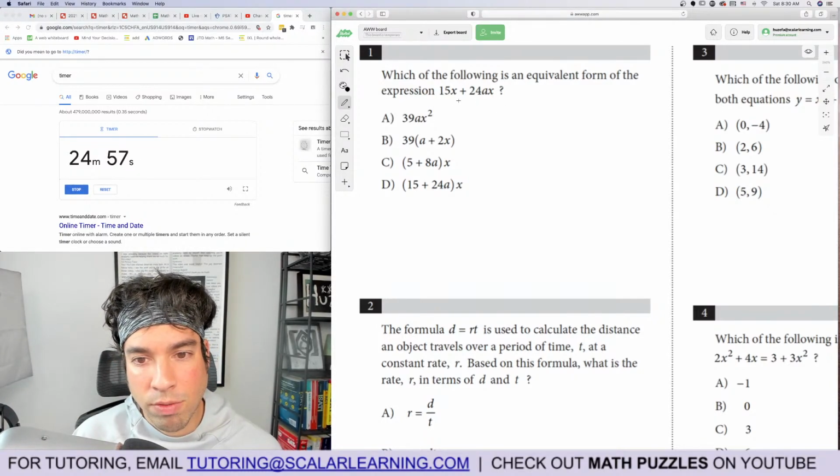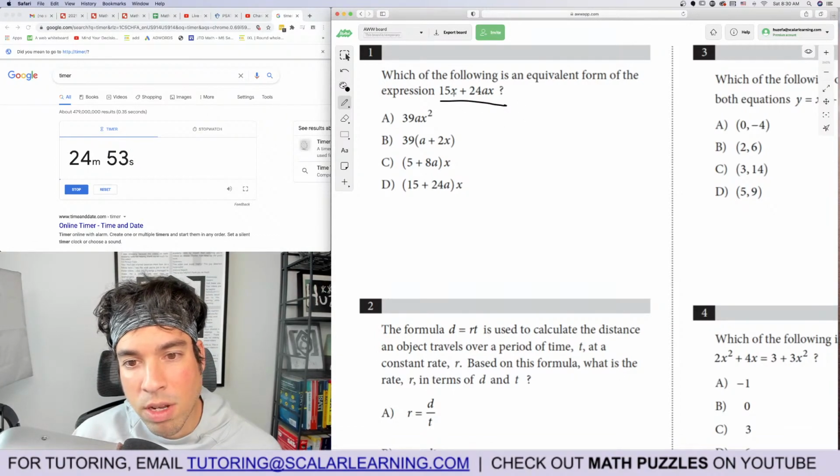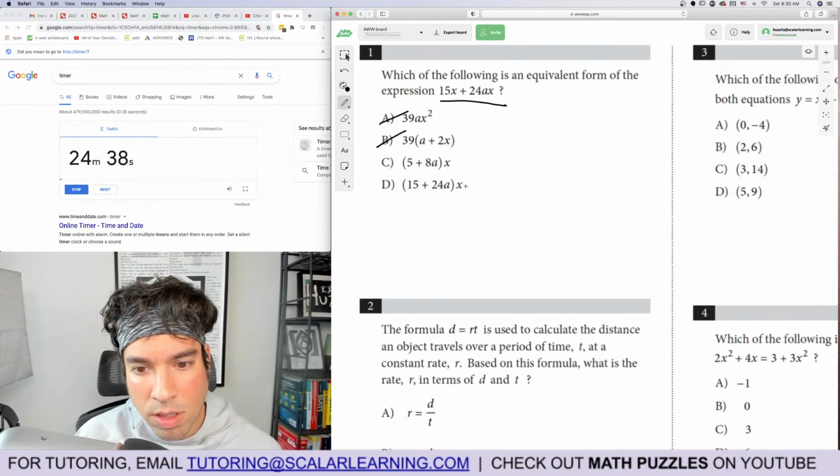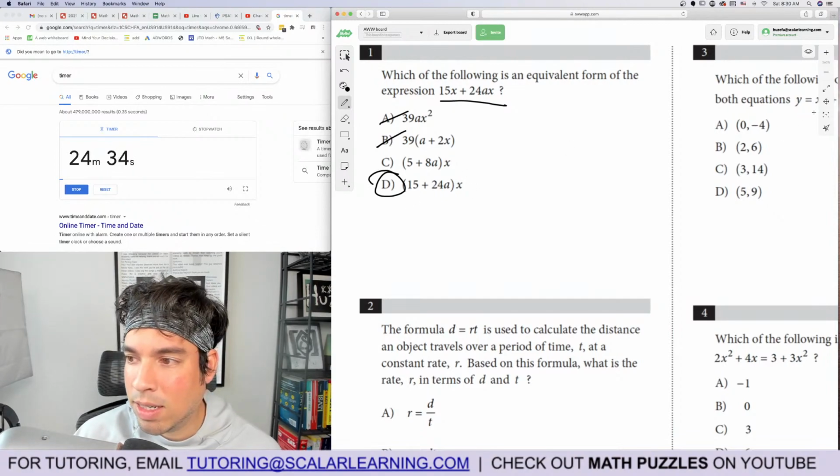Which of the following is an equivalent form of this expression? All right, so what we can do is factor out an x and a 3. So I'm going to factor out 3x. Oh, that is not what they did. Hold on. Wait a minute. We definitely can't do that. Can't factor out a 39. That doesn't make sense. It's this one. All they did is factor out an x. You could factor out a 3, but they didn't, and that's that.